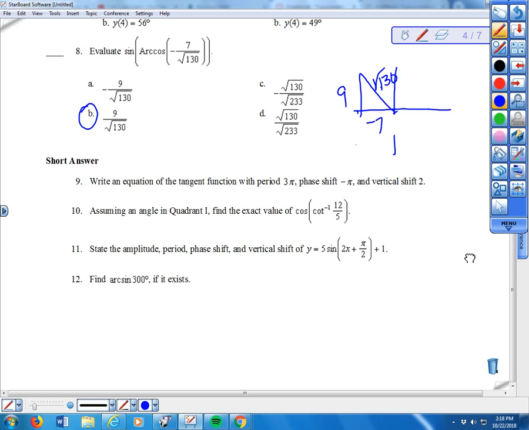Okay, write an equation of the tangent function with period 3 pi, phase shift negative pi, and vertical shift 2. The period is 3 pi, so it's pi over 3 pi, right? So it'd be 1/3.